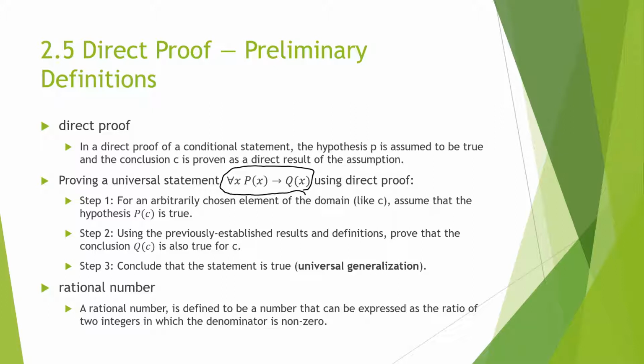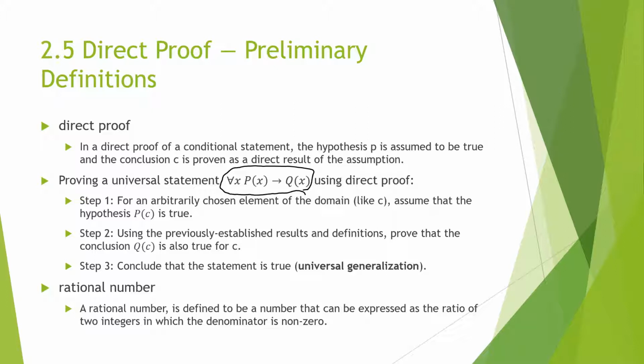In the second step, we use the previously established results and definitions to prove that the conclusion Q(c) is also true for that arbitrary element c that in the first step we assume satisfies the hypothesis. In the last step, in the third step, we simply conclude that the statement is true. Why? Because of the universal generalization rule of inference.